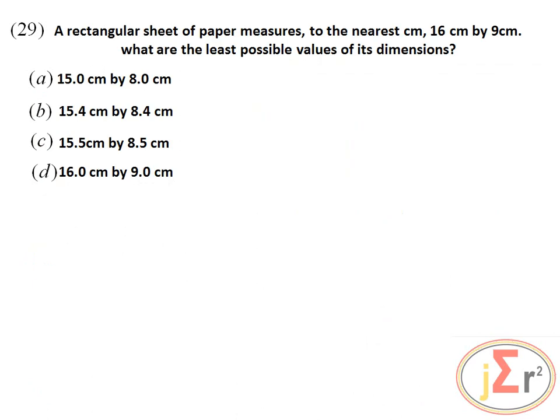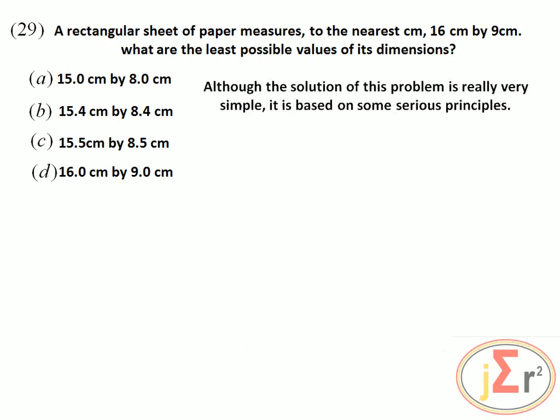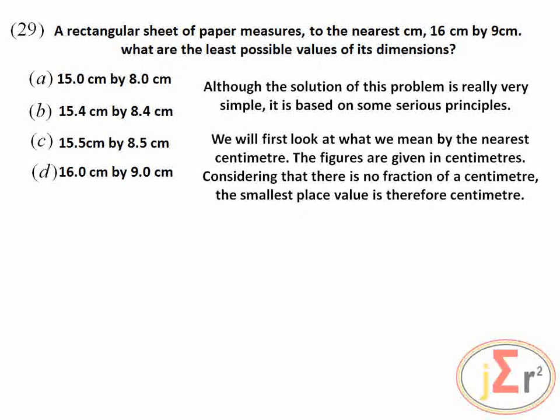A rectangular sheet of paper measures to the nearest centimeter 6 centimeter by 9 centimeter. What are the least possible values of its dimensions? Although the solution of this problem is really very simple, it is based on some serious principles. We will first look at what we mean by the nearest centimeter. The figures are given in centimeters. Considering that there is no fraction of a centimeter, the smallest place value is therefore centimeter.